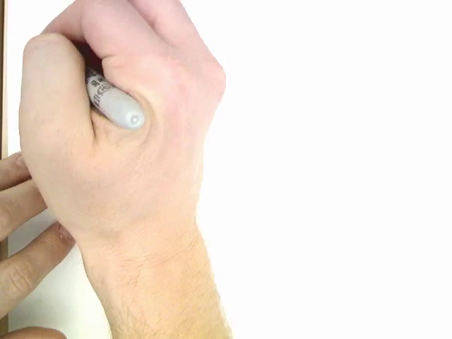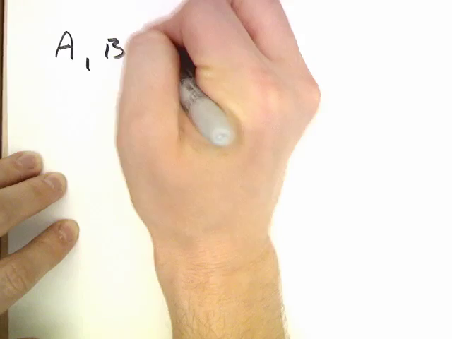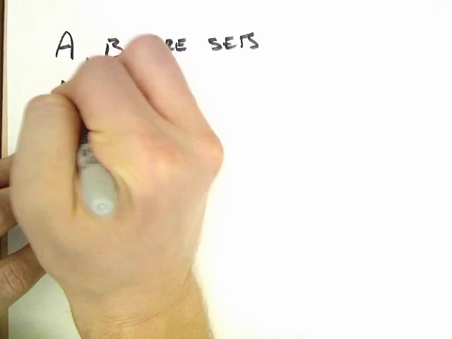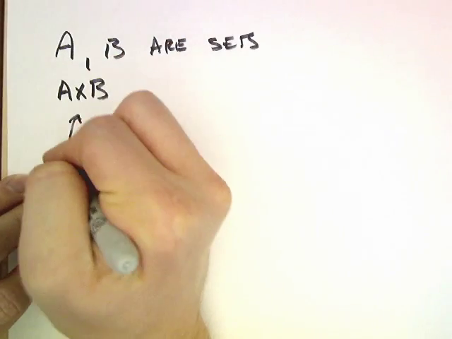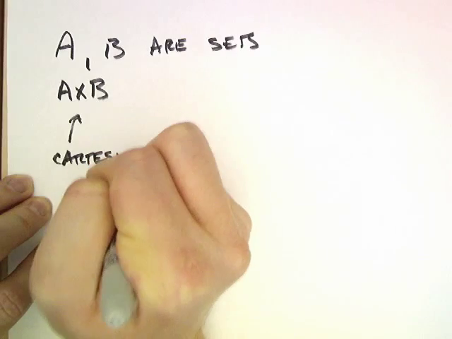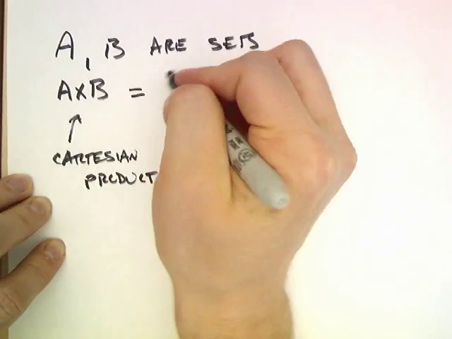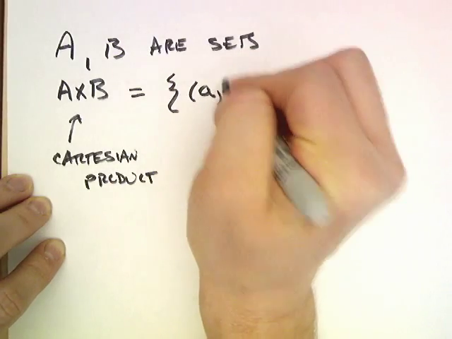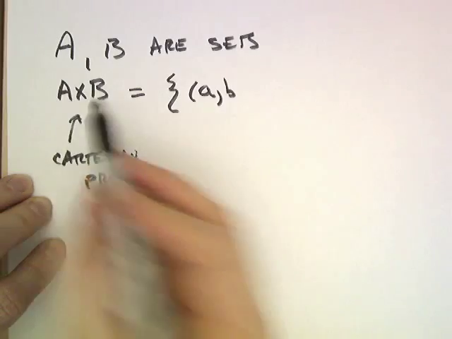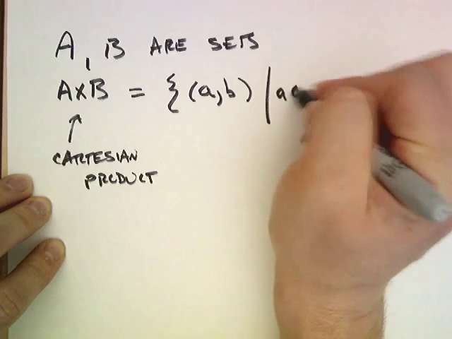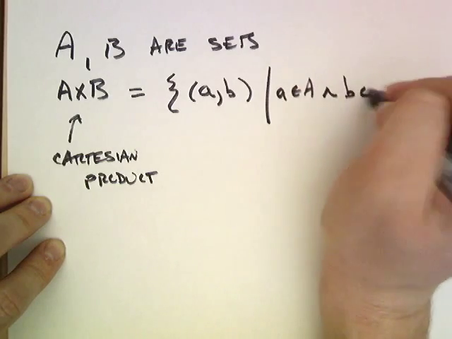And finally, let me define the Cartesian product of two sets. So if A and B are sets, then we say that A cross B, this is called the Cartesian product, is the set of tuples. So it makes tuples out of these two sets, A and B. So it's a set of all tuples (a, b) such that a is in A and b is in B.